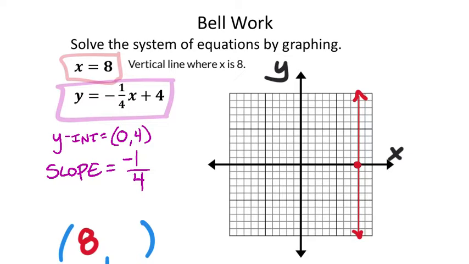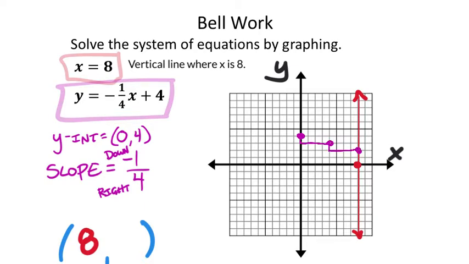What this means for us is that the rise is negative, which means we're going to go down 1, and then the run there is positive 4, so that'll be to the right 4, from that ordered pair that they gave us for the y-intercept. So let's go ahead and put that on there at 0, 4, which is here, and then I'll go down 1 to the right 4 here, and then down 1 to the right 4 here as well.